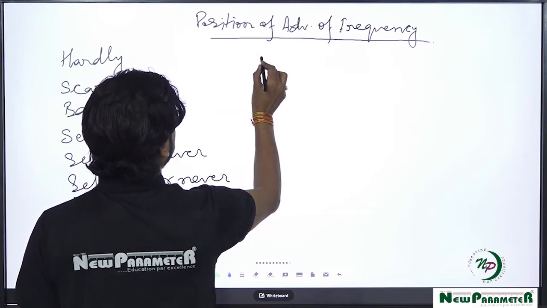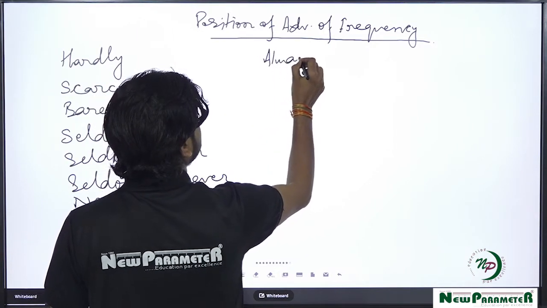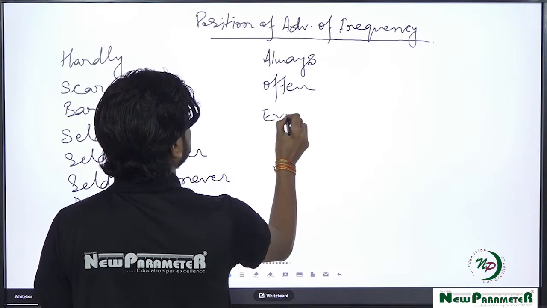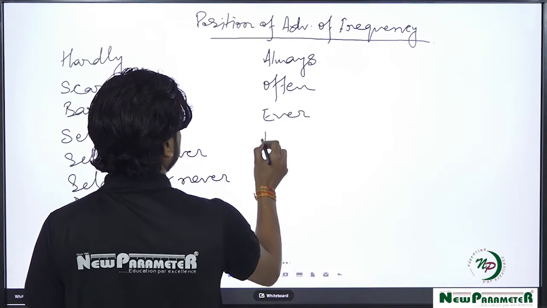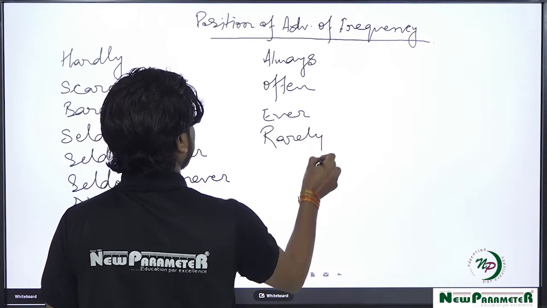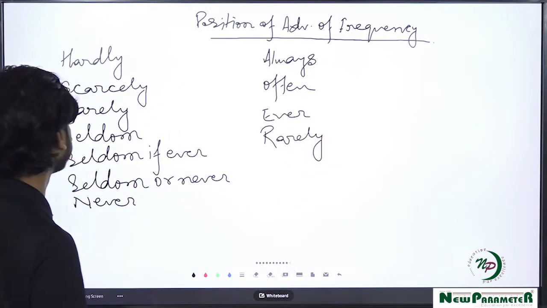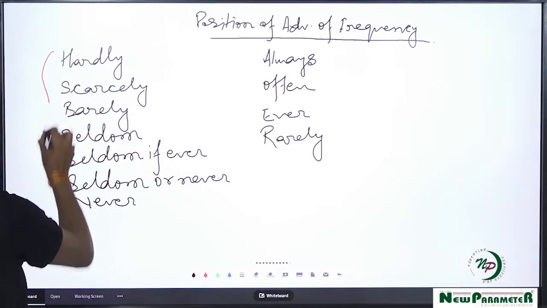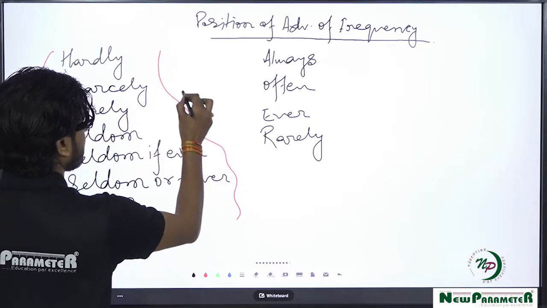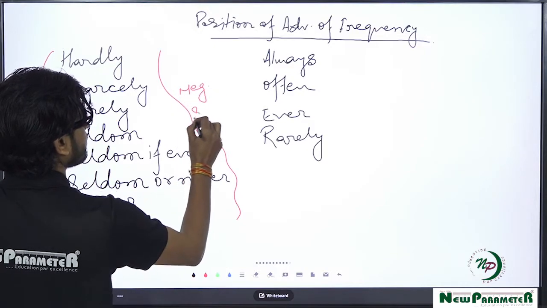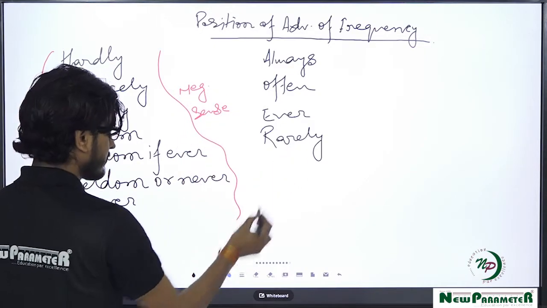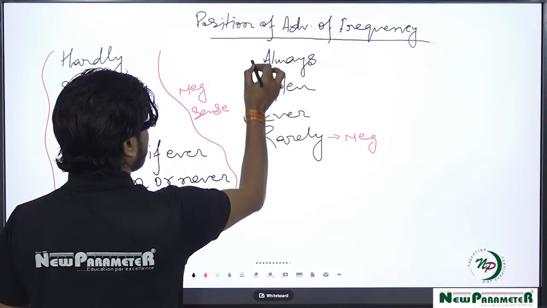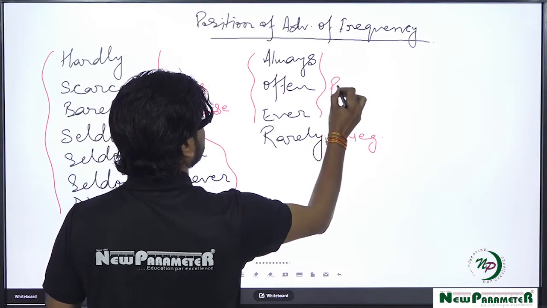And here I must write always, often, ever, rarely. There are so many adverbs of frequency we can see. Now we'll see, these all are giving negative sense. This is also a negative word. But these are what? Positive sense.